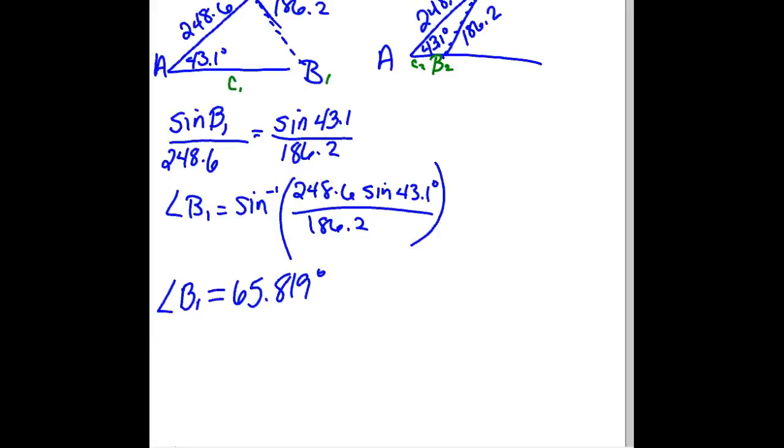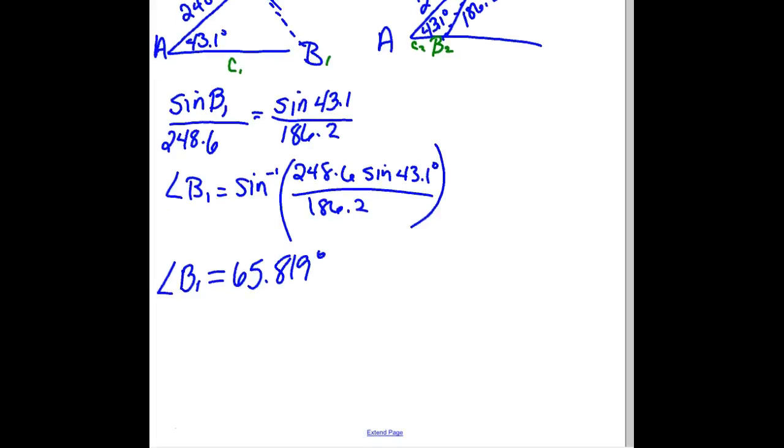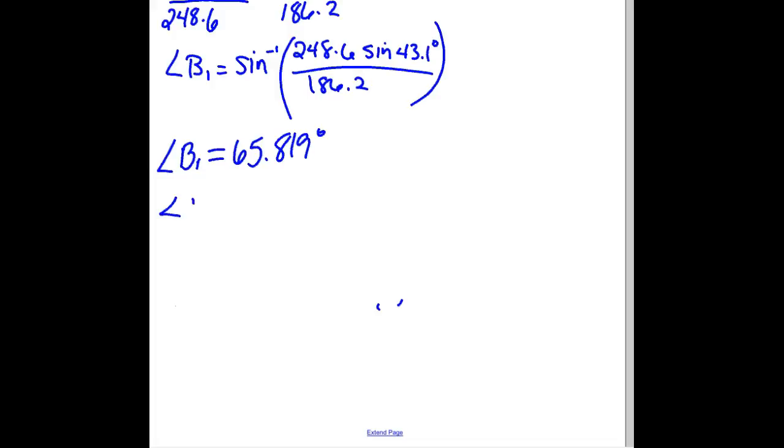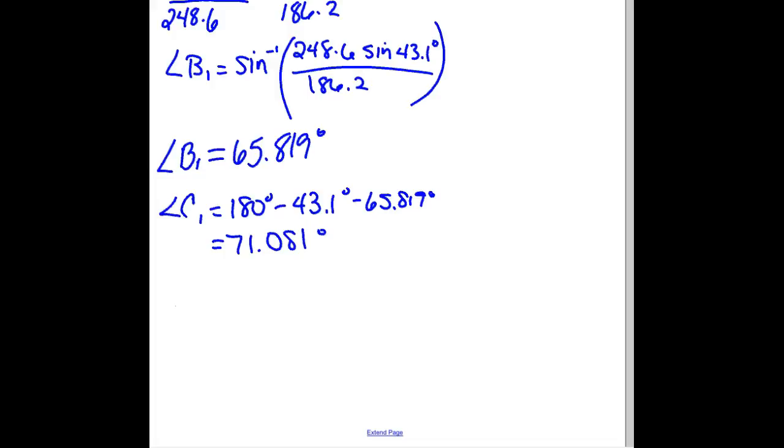So we now know this angle. Can we find angle C1? Okay. How do we do that? Okay, so 180 minus the given 43.1 and the new one we just found, 65.819. What do we end up with? 71 point. Okay. And then the last piece is to find side C1.